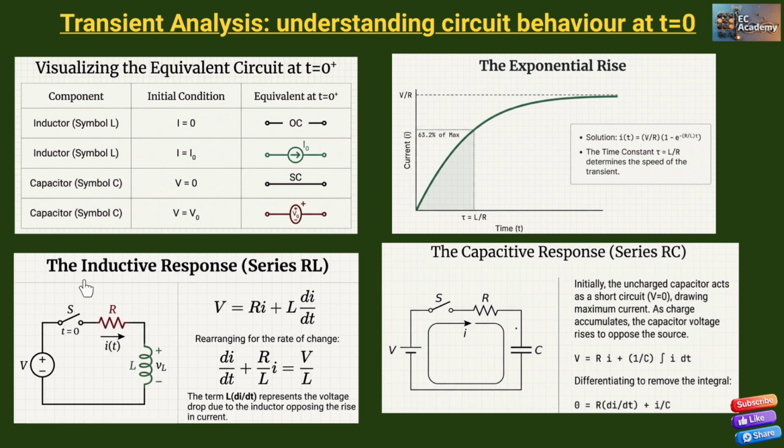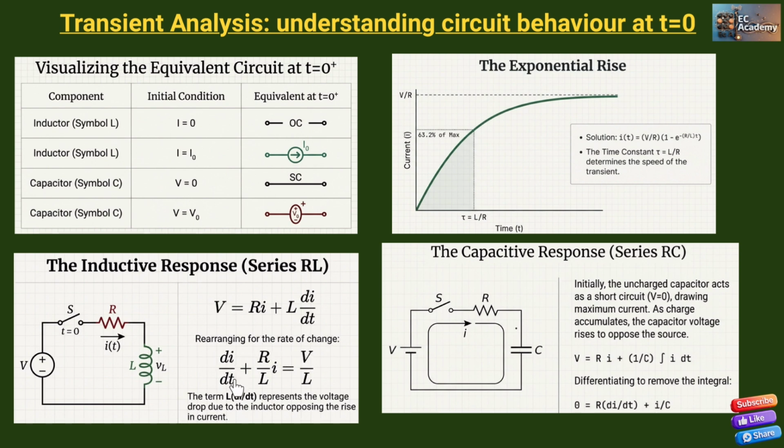Now let us understand the inductive response with a series resistor and inductor. Let us consider a series RL circuit. When we close the switch, the inductor opposes the rise in current, as we have understood from the property of the inductor. Now, for this circuit, if we apply KVL, we will get V equal to Ri plus L di by dt.